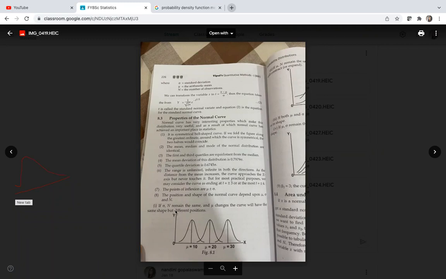Okay. Now, if sigma and n remain the same, the number of observations is also the same, but only my mu changes, the mean changes, the deviation will remain the same for you, right? So the curve is overlapping. Is it understandable? The number of observations is the same, so obviously it will be based on this, right? Is it understandable, class? Class, are you following?